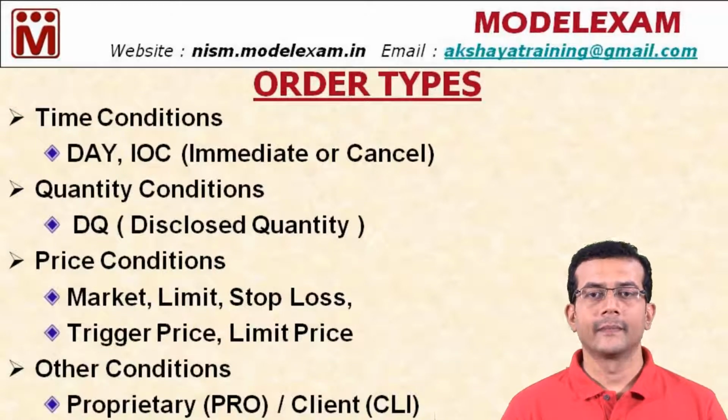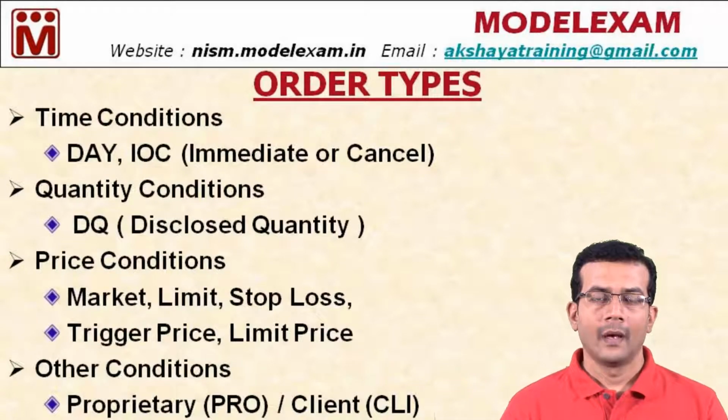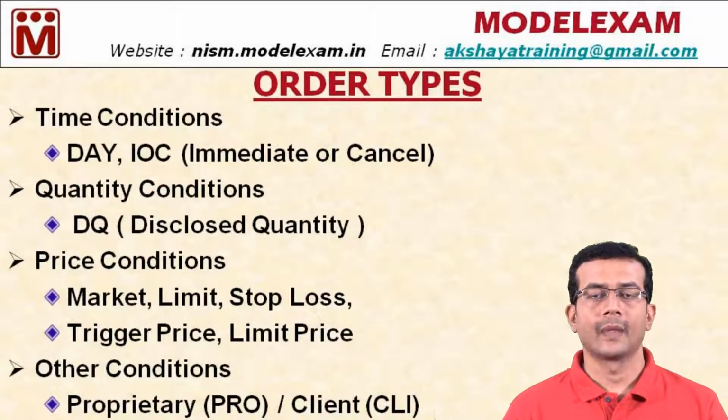Order types. Now in this video we are going to see different conditions followed in the orders. The first one is the time condition. We have two conditions there. One is a day condition and another is an IOC. A day order is nothing but a simple order which is valid till the market closes. The market timings are from 9:15 to 3:30. So when you enter a day order, it will be valid till 3:30 p.m.